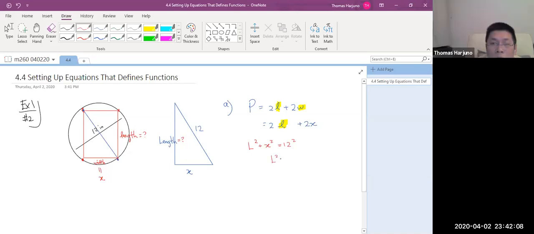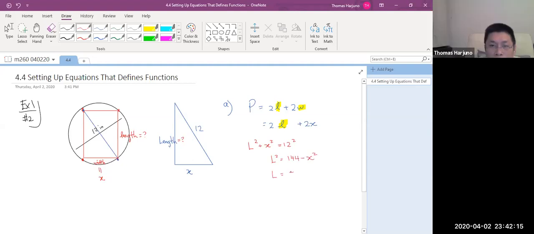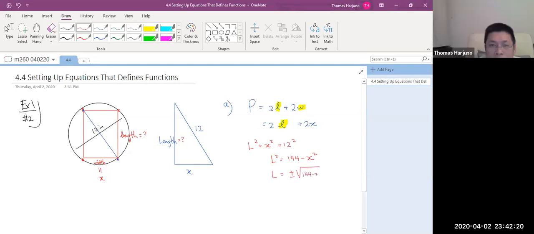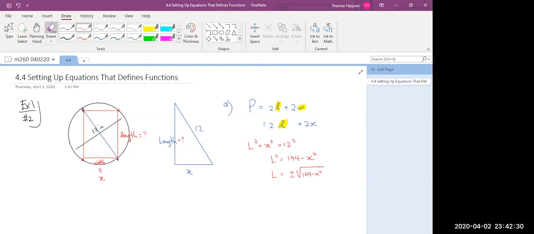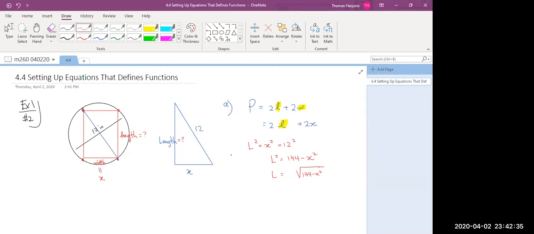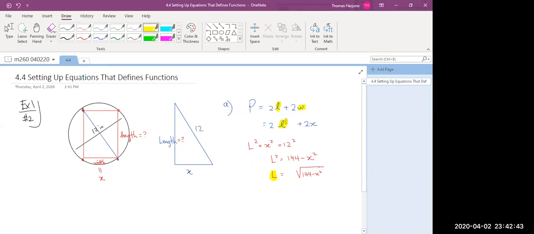So L squared, the length being squared, is 144 minus x squared. So the length is plus or minus the square root of 144 minus x squared. However, we know this length is supposed to be positive. It's a length, it cannot be a negative length, right? So I will just take the positive branch instead of the negative branch. Are you with me?